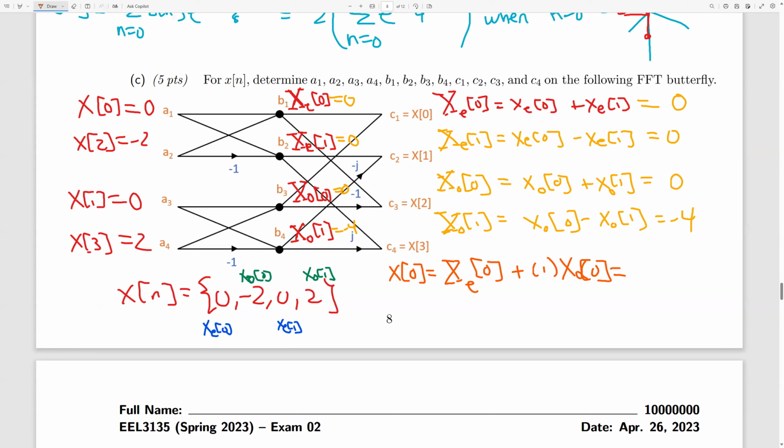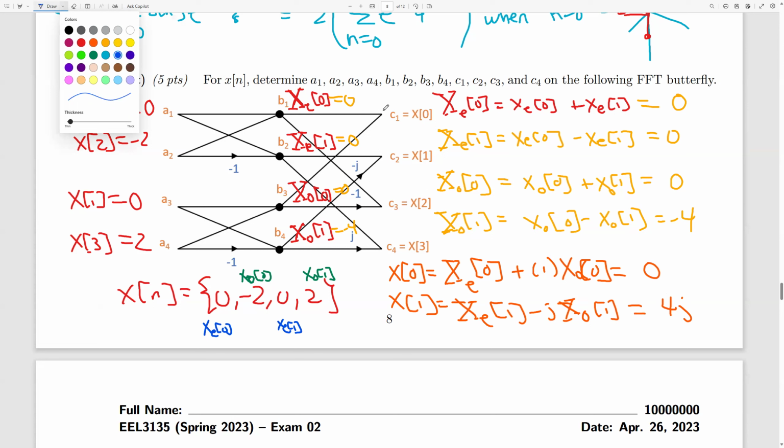And you just got that this is actually 0 plus x odd, this is 0. Next, you do x of 1, which based on your formula sheet is equal to x e of 1 minus j x odd of 1. And this is actually minus j times negative 4, and you'll get 4j. So at this moment, this is 0 and 4j.